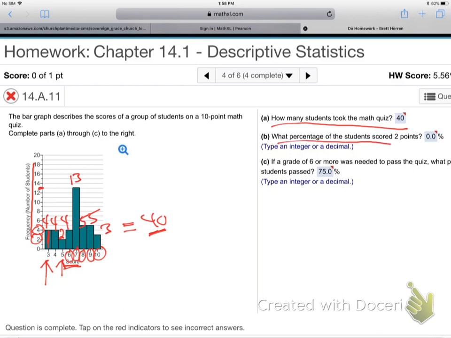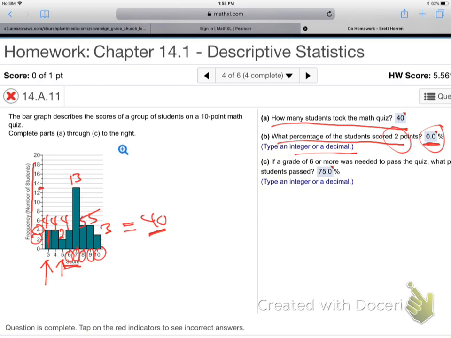What percentage of the students scored 2 points? Now, nobody got 2. The lowest score was 3. So it's weird that they want you to put 0.0. Take note of that. That would be frustrating to me in the homework. I would type in 0, hit enter, and it would say no. I think they want 0.0. That's technology being kind of dumb.